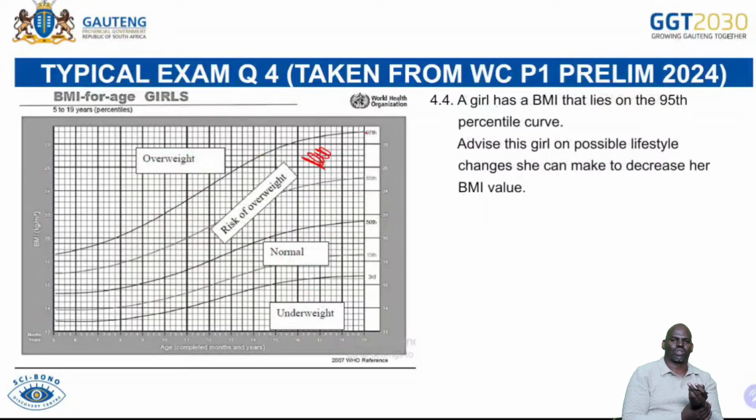So if you are at risk of overweight, it means maybe you are not exercising or you are not eating healthy food. So I advise this girl on possible lifestyle change that she can make to decrease her BMI value. So the girl can either start exercising, or the girl can start eating healthy food, so that maybe the weight will be less or the BMI will be reduced. Remember, in this case, the less the weight, the less the BMI.